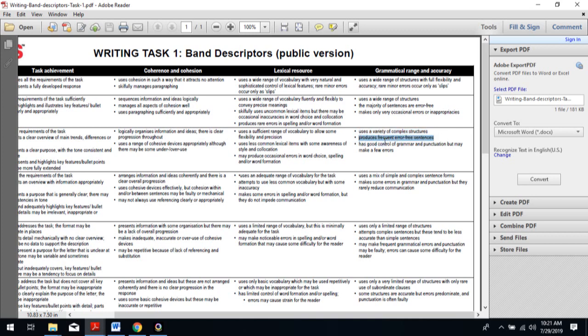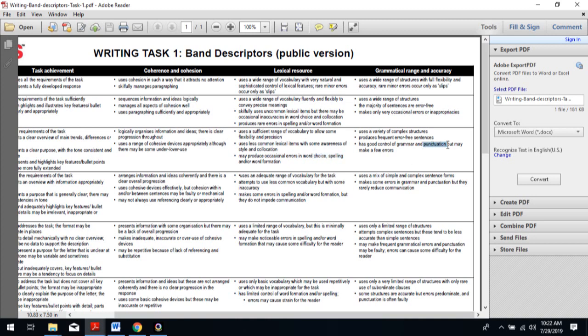I should say maybe about 70 to 80% of your essay should be error-free. Error-free in terms of the use of, let's say, articles, subject-verb agreement, spelling, and so on. Okay, although of course spelling usually falls under lexical resource. And then finally, you should have good control of grammar and punctuation, but may make a few errors.